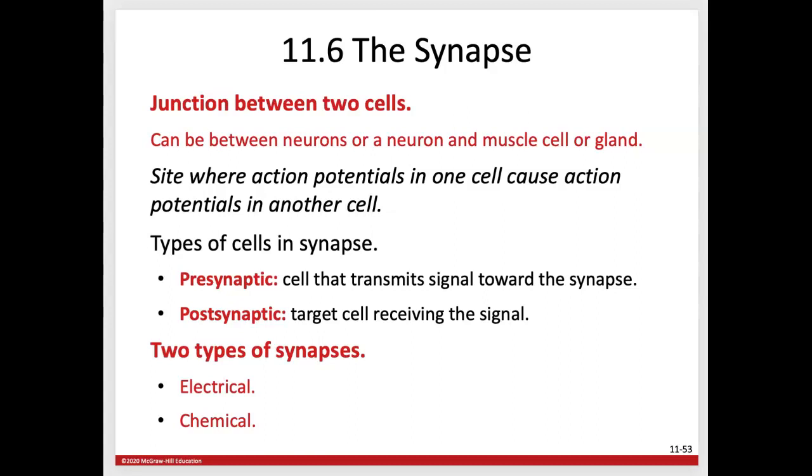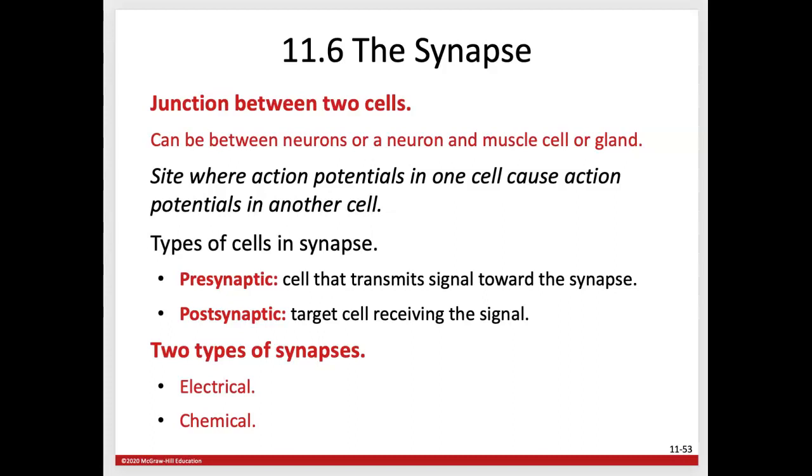Chapter 11, Part 10. So we're going to move on to the synapse. The synapse is the junction between two cells. It can be between a neuron and a neuron, or a neuron and a muscle cell or gland. This is the site where action potentials in one cell cause an action potential in another cell.